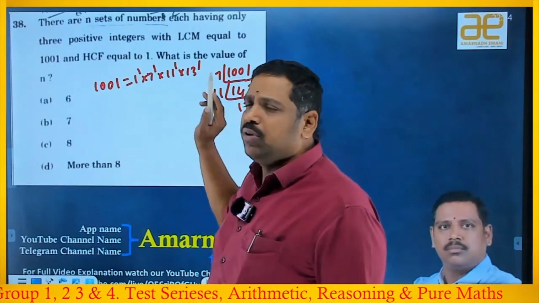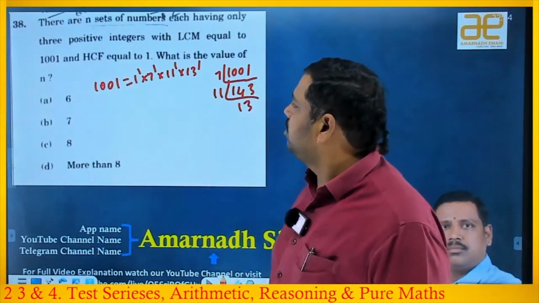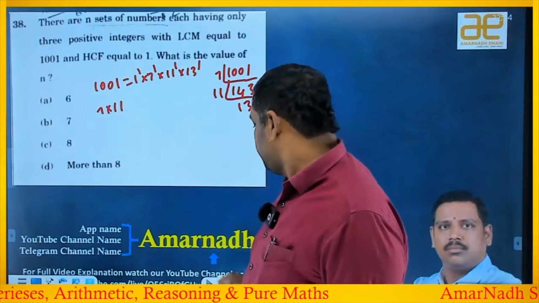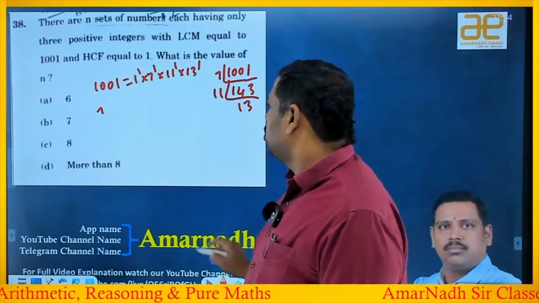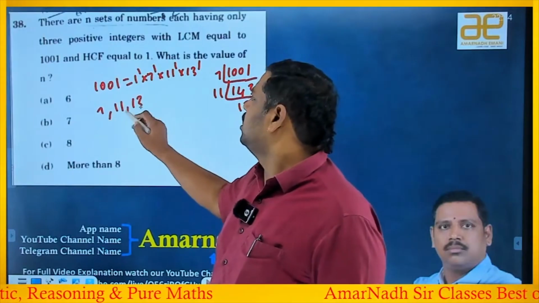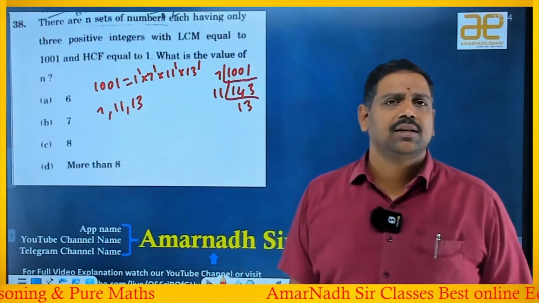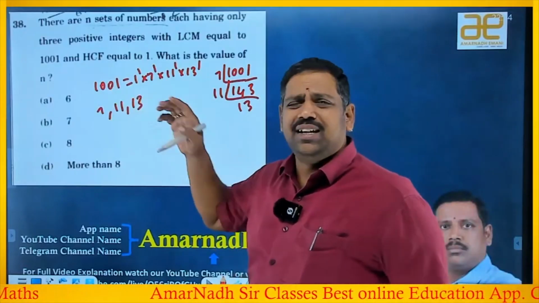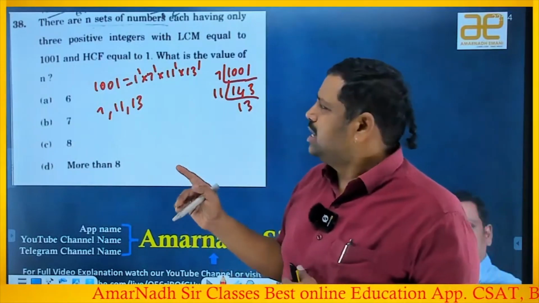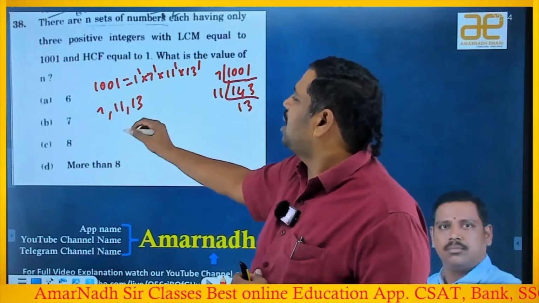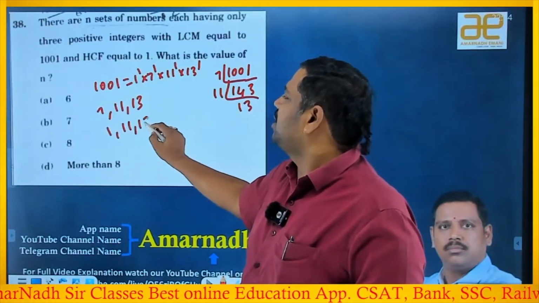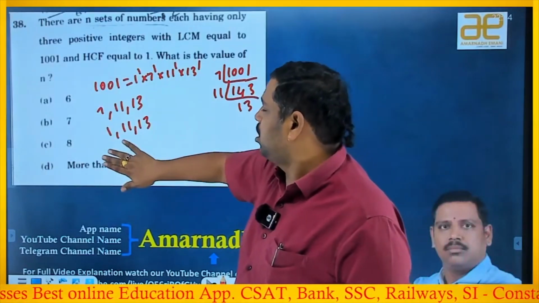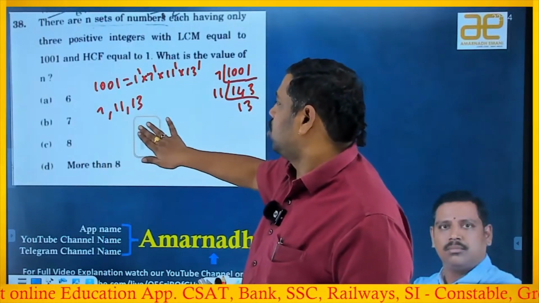So one number I have to leave now. That number I will take is 1 if I remove 1. So 7 into 11 into 13, if I take 3 numbers, yes, the LCM is matching. If I remove 1, you will get that. If I remove 7, then 1, 11 and 13, if I take, its LCM will not be 1001. That's why I should not leave anything other than 1.